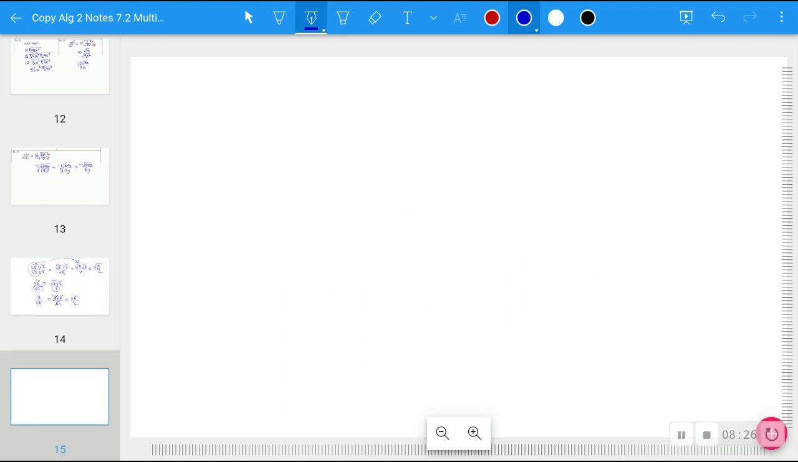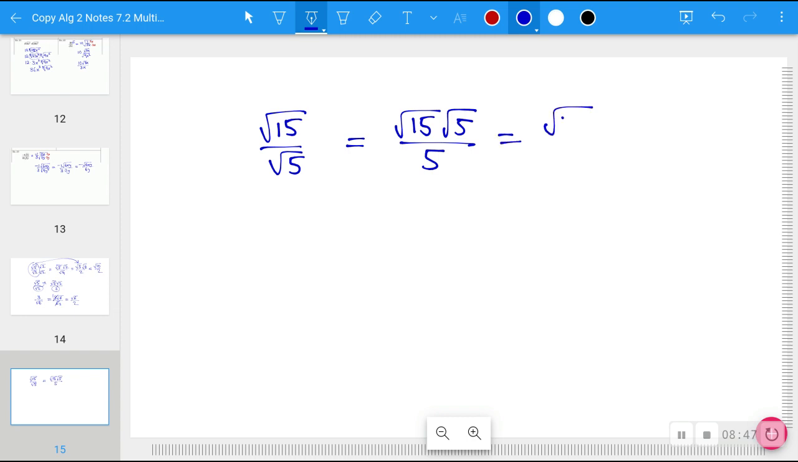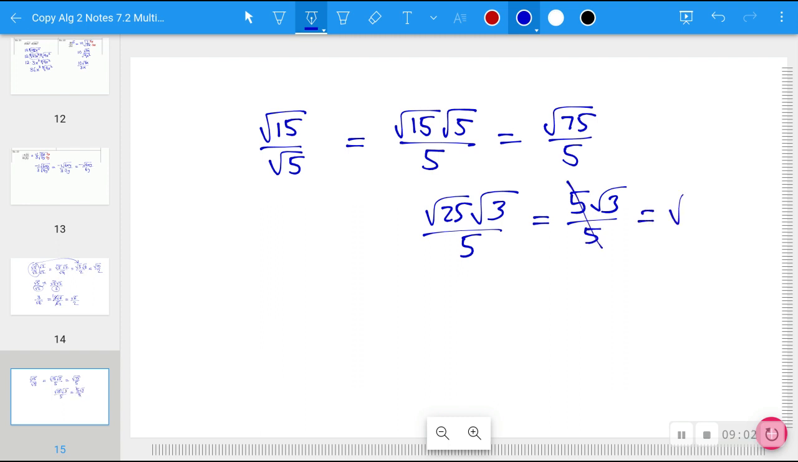So let me give you one more example of that. Let's say you had square root of 15 over square root of 5. Well, you're going to write it like this. Square root of 15, that's the top. You copy the bottom, and then you put the shadow of the bottom behind. And now it'd be square root of 75 over 5. And that top breaks up. So you get 5 root 3 over 5, and now the 5's cancel and you end up with root 3.